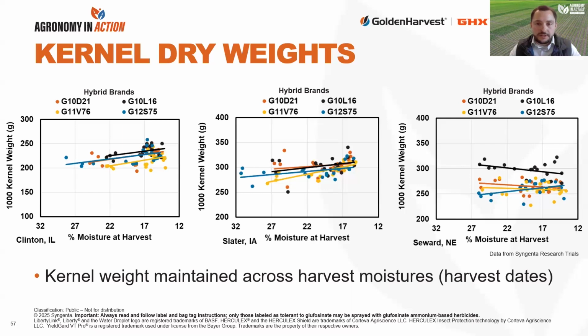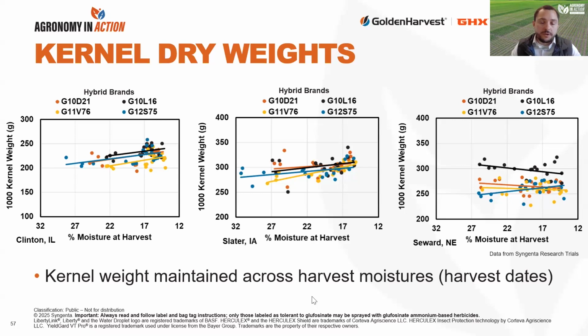Then we come to this slide right here, and this is where things really get interesting. Even though we saw about a 9 bushel yield loss across hybrids and across locations, when we looked at the individual metrics around the kernel, we saw that kernel weight was maintained across all of our harvest moistures. If you look at some of these graphs, you could even conclude that we had a slight gain, and some university studies are starting to show the same thing. So if we feel we're losing yield, but our kernel weight is maintained or slightly increased, where is that yield loss coming from?